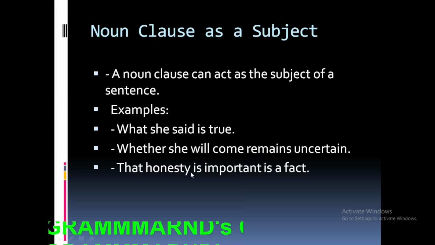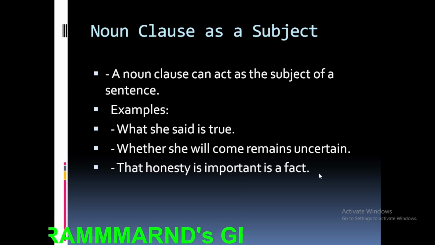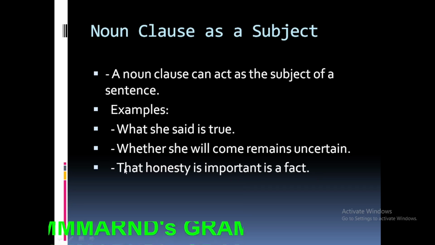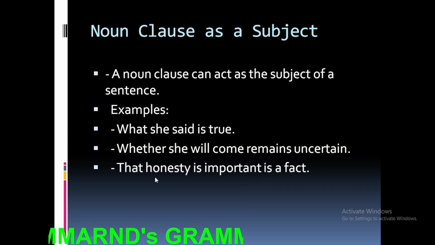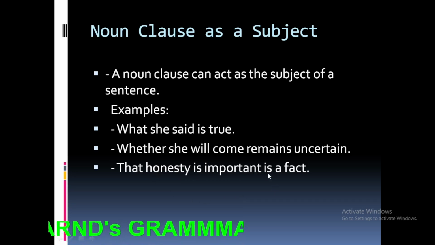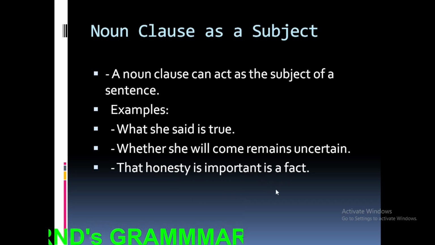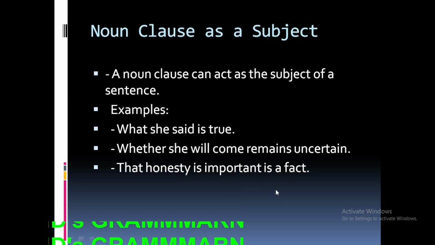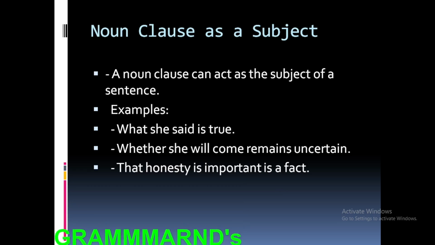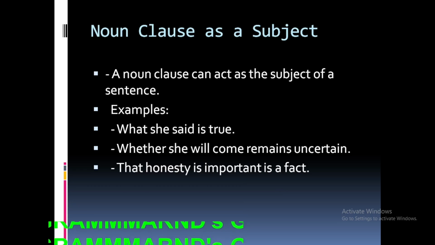That honesty is important is a fact. This sentence is a bit tricky, but don't be afraid. Actually, this subordinate clause, that honesty is important, is the subject of the verb, that is, the to be verb is. So all these are examples of sentences where the subordinate clause acts as a subject.